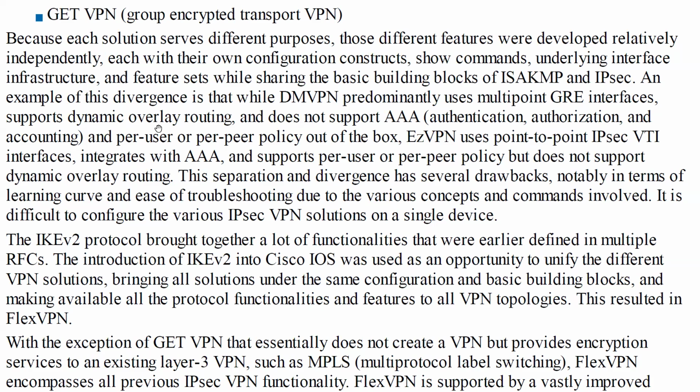So it supports dynamic overlay routing, but it does not support what? AAA authentication. In DMVPN, we cannot configure AAA authentication, and also per-user or per-peer policy out of the box. That means they are also not supported. Then Cisco Easy VPN was there, which uses point-to-point IPsec VTI interfaces, also has AAA support, also supports per-user and per-peer policy, but does not support dynamic routing. So one had some benefit, and another had the same thing as a disadvantage. So this was a problem.